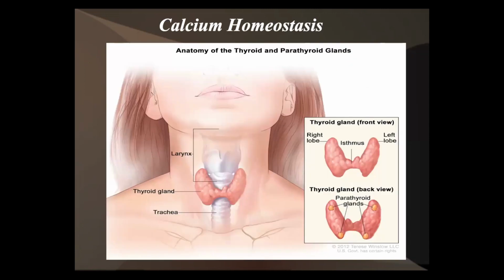So parathyroid glands are behind your thyroid gland. So your voice box, your larynx, is right above the thyroid gland. And the thyroid gland, if you look in the back of it, it has four parathyroid glands right here.